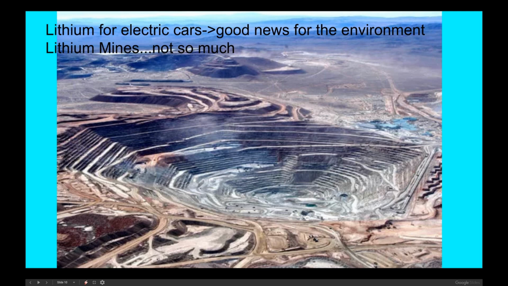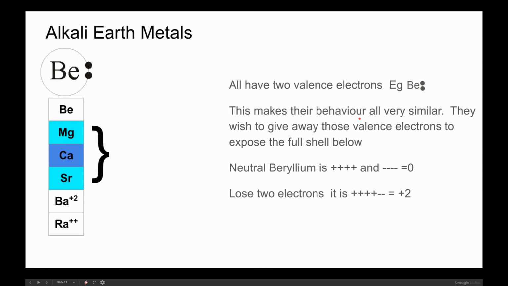Unfortunately, as great as lithium is for our uses, mining it is kind of terrible for the environment. And there might be a project in here for some of you.